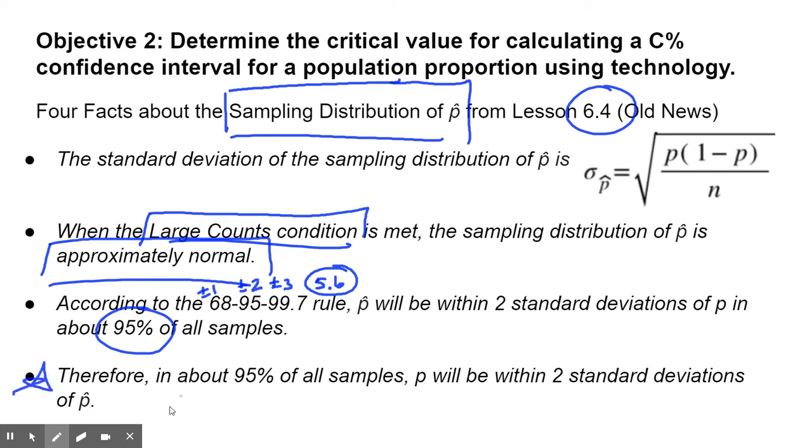So therefore, in about 95% of all samples, p will be within 2 standard deviations of p hat. So again, that's what that would mean if we're doing a 95% confidence interval, which is the most common one.